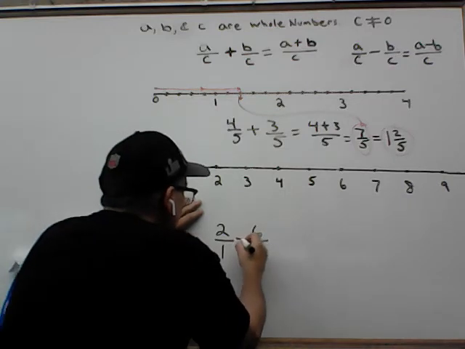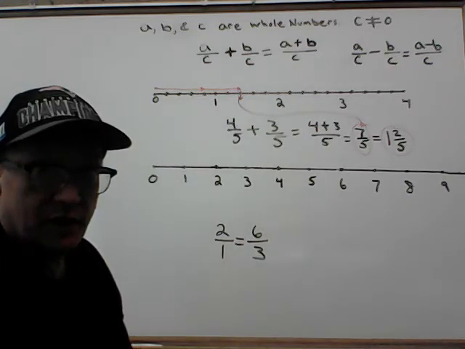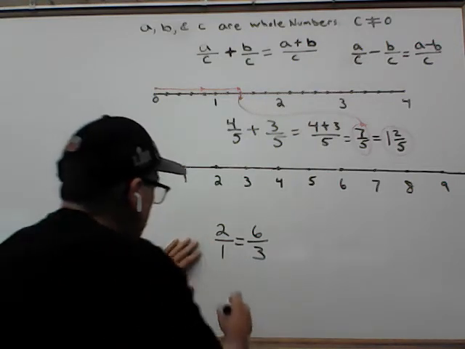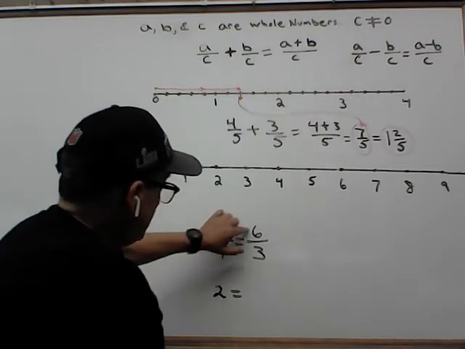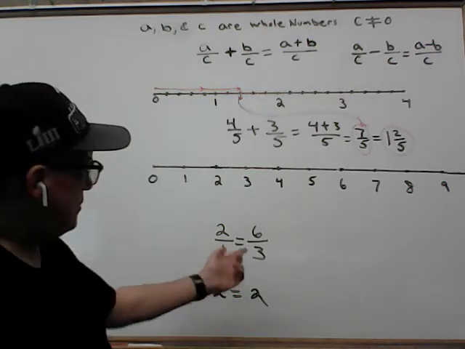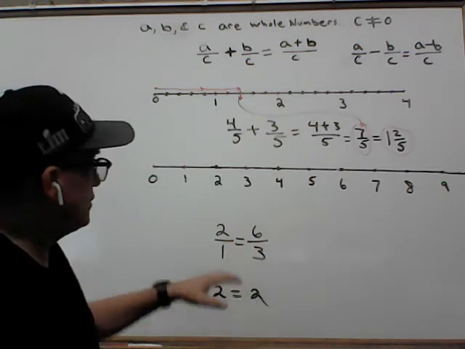Now I've told you that we can think of a fraction as a division, read from top to bottom. 2 divided by 1 is 2. And 6 divided by 3, also 2, right? But why does that work? Why is it 6 over 3?